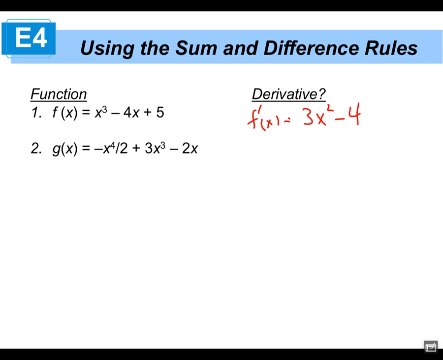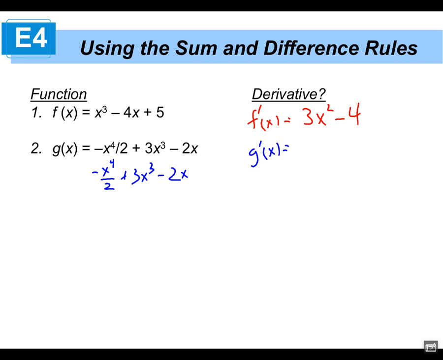Who just threw up in their mouth a little bit? Be honest. G prime of x. If you're having trouble with this, it's actually negative x to the 4th over 2 plus 3x cubed minus 2x.